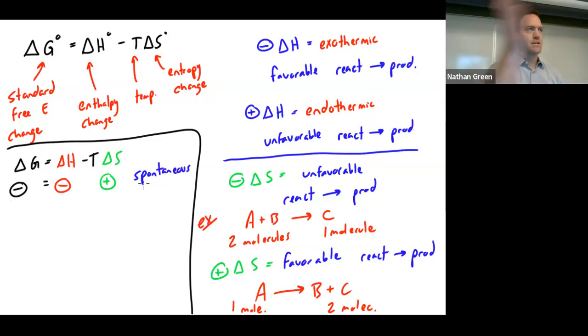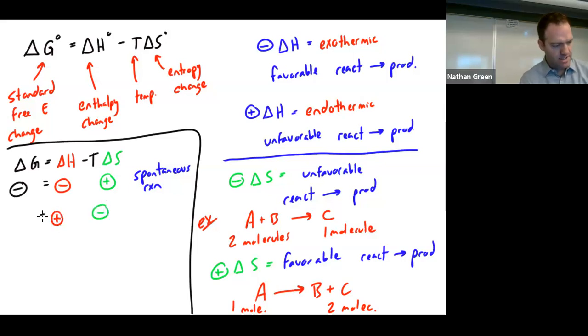Spontaneous means reactants turn into products. You don't have to push them. You just mix the two together and the reaction takes place without intervention. What about if delta H is positive and delta S is negative? What is the sign of delta G always going to be? Positive. These reactions will not occur or are called non-spontaneous.